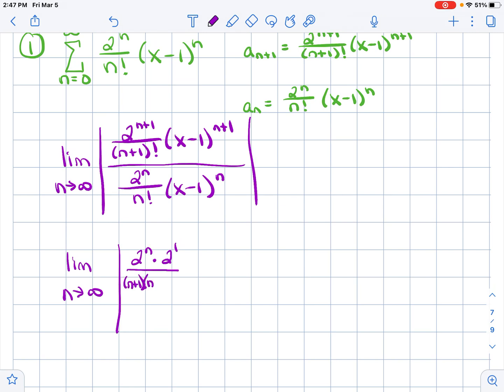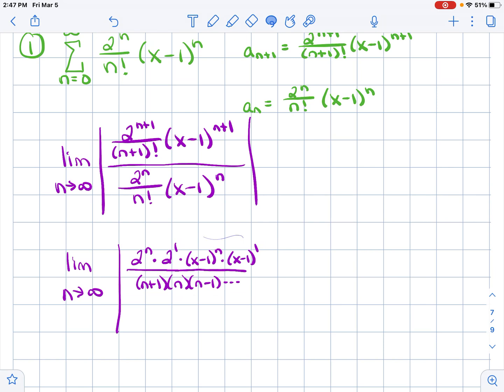n plus 1 factorial is n plus 1 times 1 less than that, times 1 less than that, and so on. X minus 1 to the n plus 1, I'm going to do the exact same thing, and I'm also going to put this on the top to make life easy on us. X minus 1 to the n times x minus 1 to the first. Let me go back to this and make sure you understand it. So n plus 1 factorial is n plus 1 times 1 less, times 1 less, times 1 less.